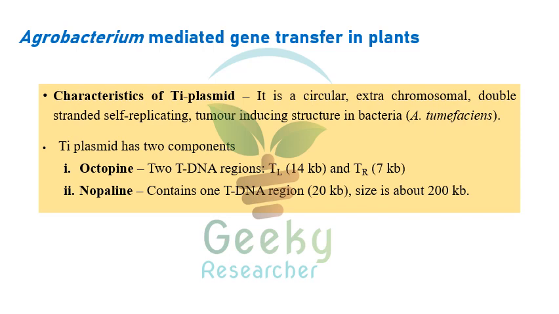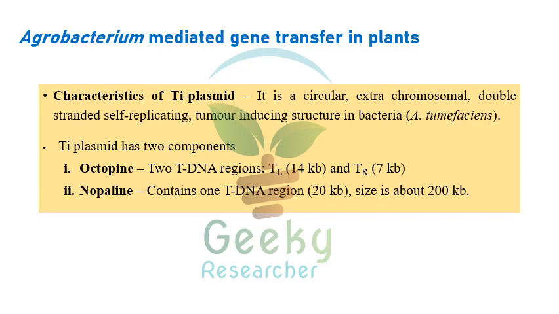Let me tell you something, since we are discussing the molecular basis, let's go a little deeper. The Ti plasmid, the tumor-inducing plasmid, is found in a bacterium called Agrobacterium tumefaciens, which normally causes galls or tumors in fruit trees like apples and other stone fruits. In the Ti plasmid, two important types are there: octopine and nopaline.